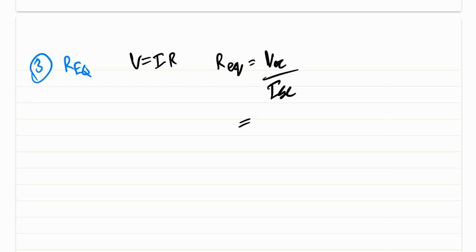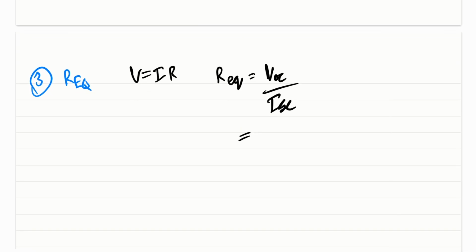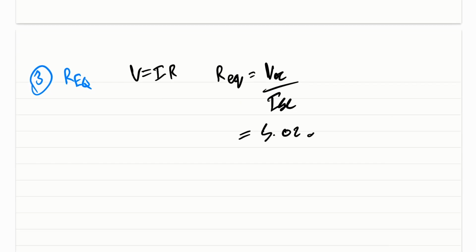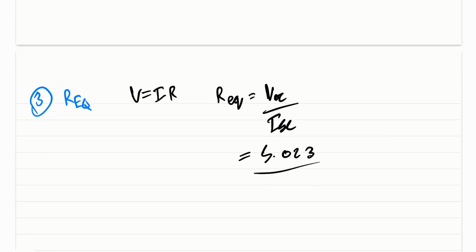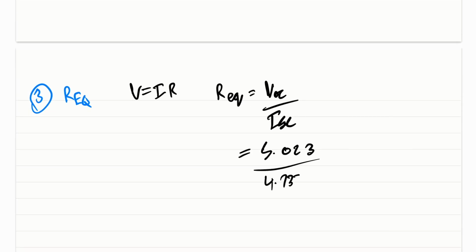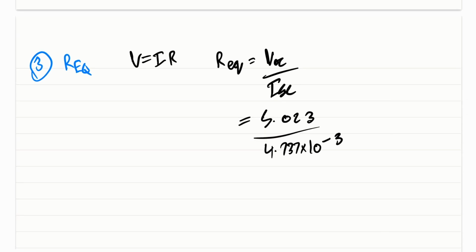If we fill out our calculated values of 5.023 over 4.737 times 10 to the minus 3, even better if you could save the values from previously and simply input them without rounding, you should get 1.06 kiloohms to 2 decimal places.